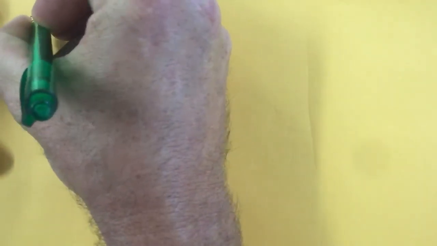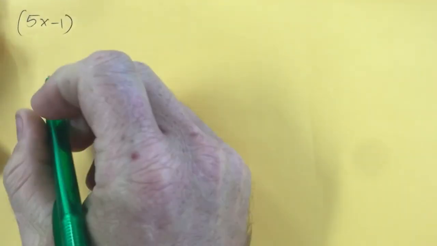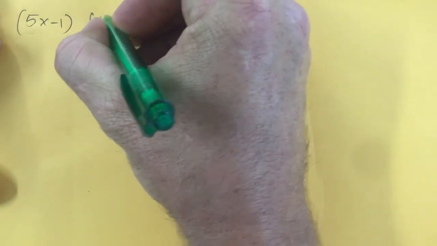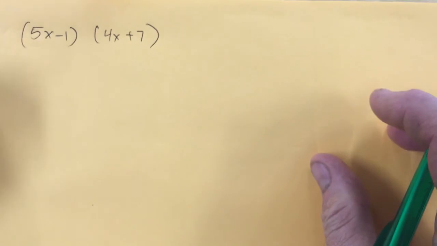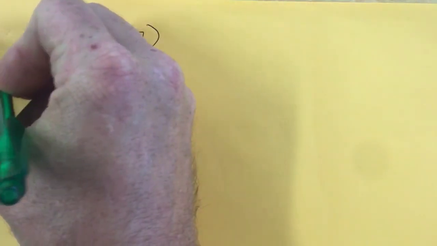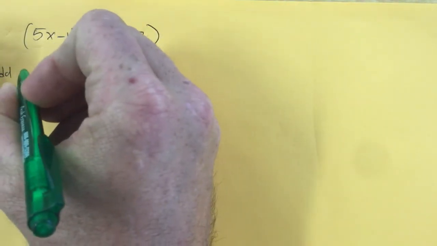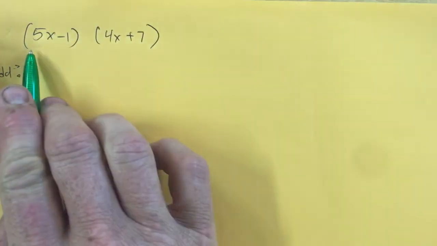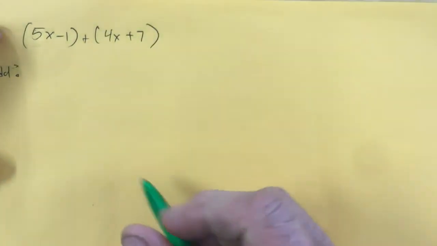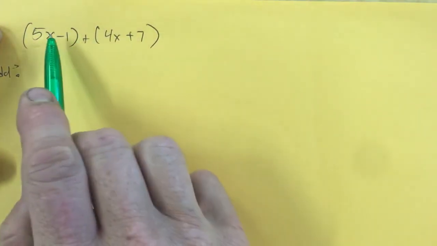Let's say we have 5x minus 1 as one polynomial, and 4x plus 7 as my other polynomial. Okay, there's my two polynomials. When I add these, I look for like terms. So if I'm adding these together, my like terms will be 4x and 5x.